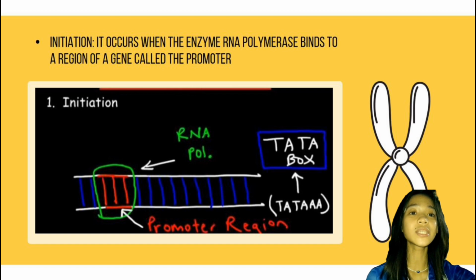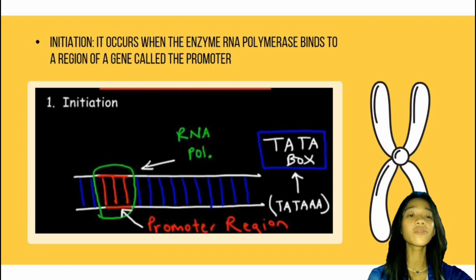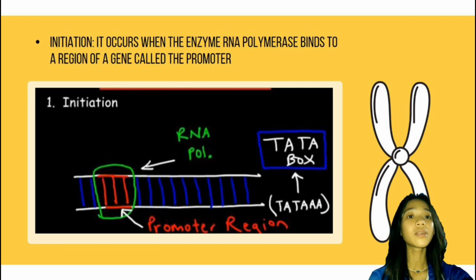So, during initiation, RNA polymerase binds to a promoter region of DNA. The promoter region is a short sequence of DNA that signals the start of a gene. RNA polymerase then causes the 2 DNA strands to separate and begins to add nucleotides to the growing mRNA strand. The RNA polymerase synthesizes mRNA starting from the 5' end going to the 3' end.